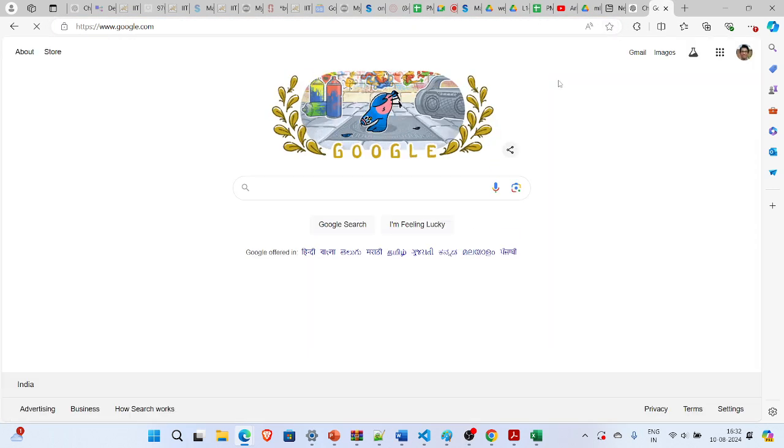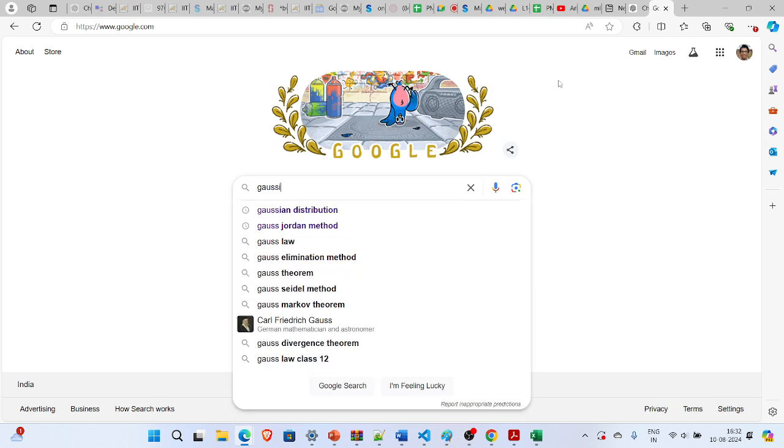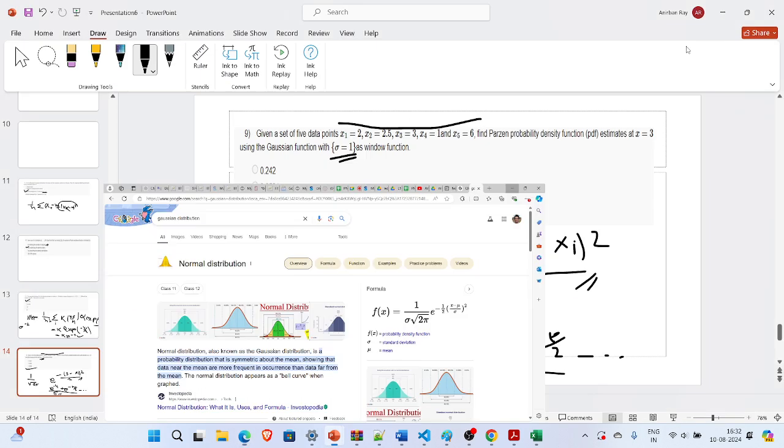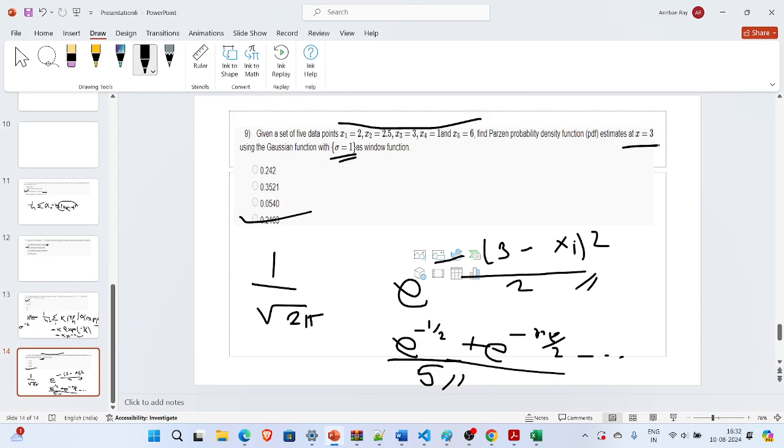So if you were wondering where I am getting the Gaussian distribution, the Gaussian distribution is this one. You have to put the value of sigma equal to 1. The x that I have written is mu actually, which is 3, and you have to put different values of x actually, like that. Estimating at x equals 3 means it is actually the mu.